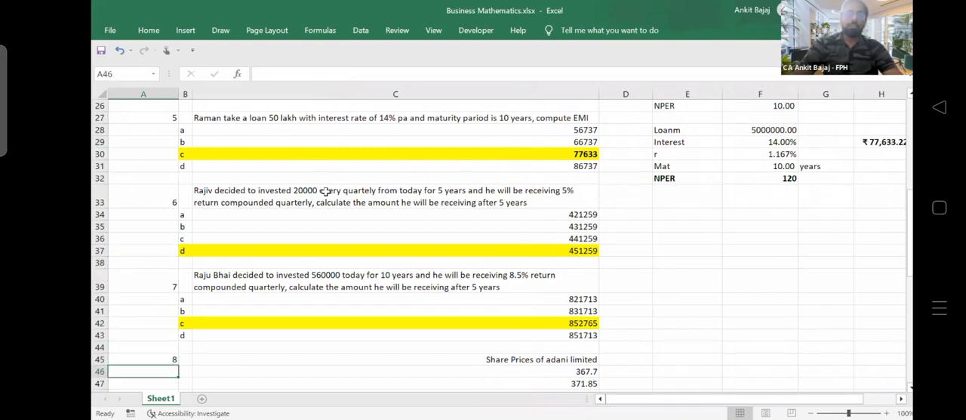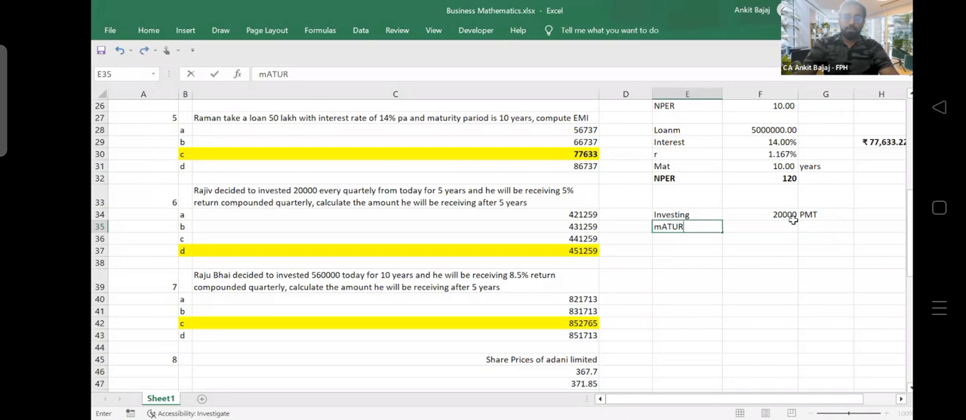Rajiv decided to invest 20,000 every quarter, right? What will Rajiv be doing? Rajiv will be investing 20,000 rupees every quarter, and this 20,000 is going to be the payment. He has to make a payment of 20,000 every quarter, right?